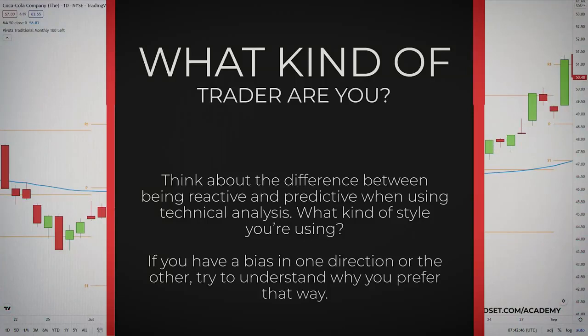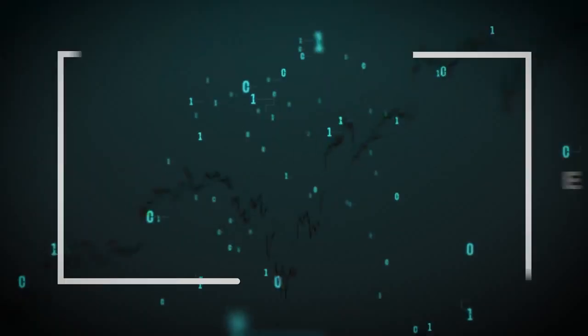When using technical analysis, you need to contemplate the difference between being reactive and predictive, and what kind of style you're using. If you have a bias in one direction or the other, try to understand why you prefer that way.